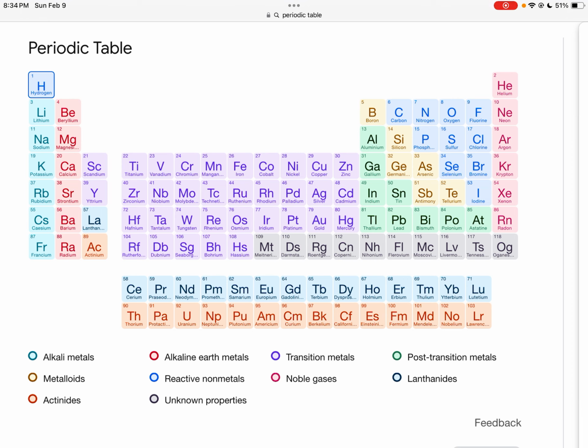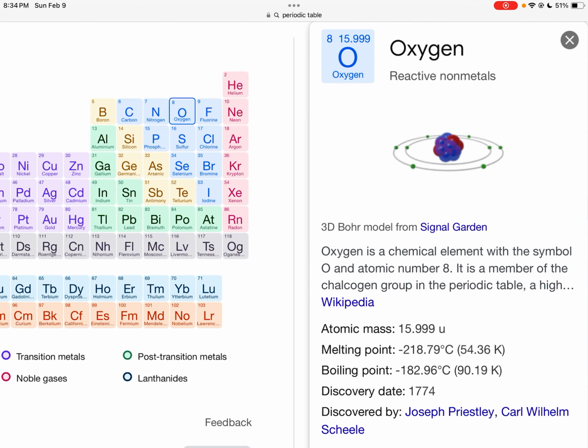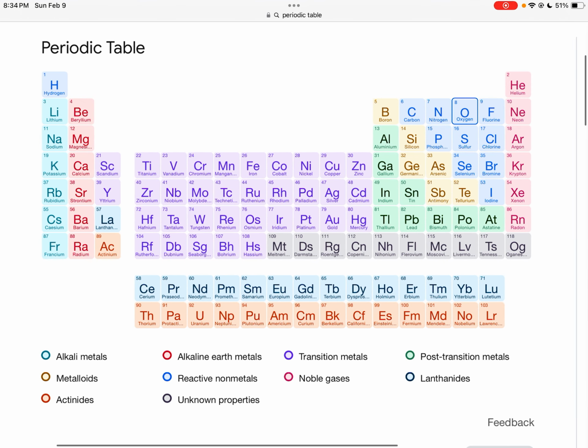Carbon, positive 4. Nitrogen, negative 3. Oxygen is negative 2. Sorry. And then fluorine is negative 1. So for the determination of replaceable, what we look at is the metal. For the transition metals in the middle, it depends on their oxidation numbers. So we can determine them using the chemical formula given.